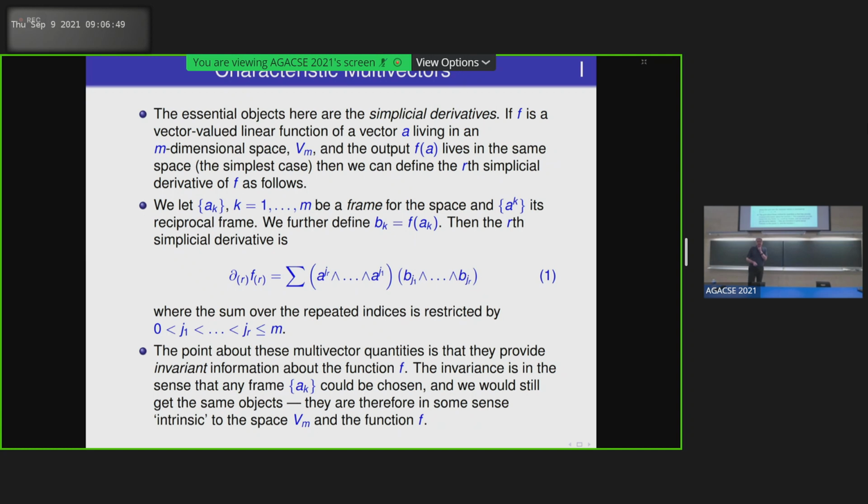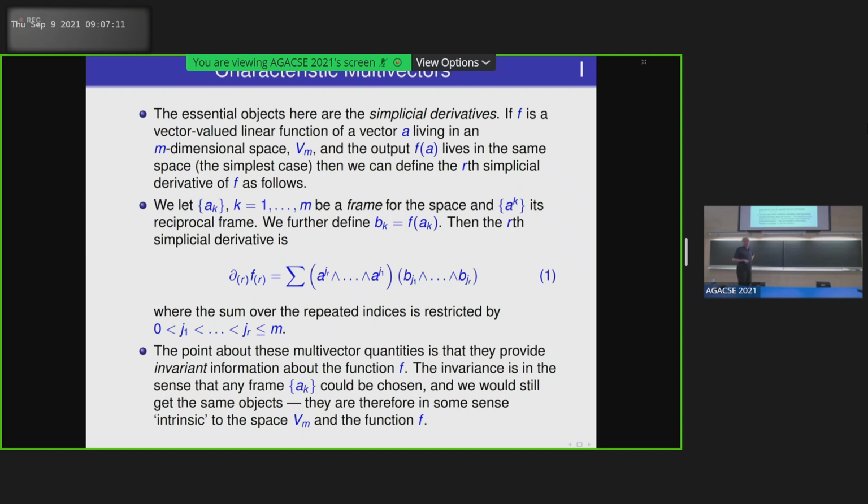Jones spoke about this yesterday. This is the case where we've got a function f. It's a vector-valued linear function of a vector a. A is the input, living in some n-dimensional space. And we're going to assume that f of a lives in the same space. And we can then define the r simplicial derivative of f as follows.